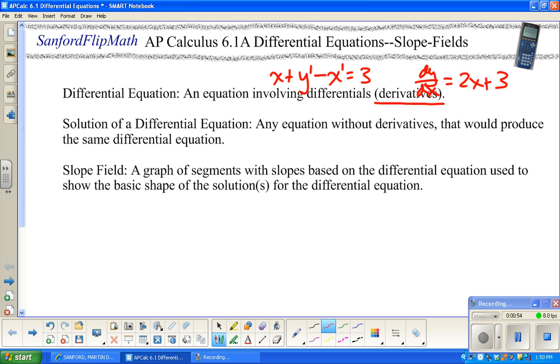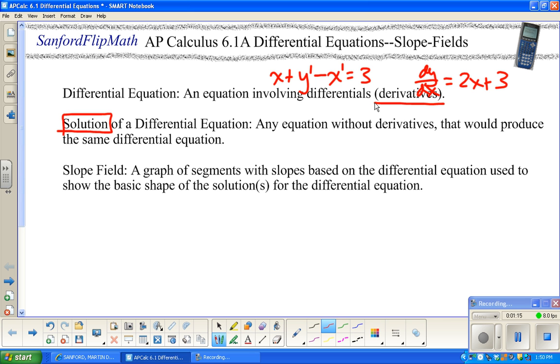The solution of a differential equation is any equation that doesn't have derivatives or differentials that would produce the same differential equation. Okay, so when we talk about solving differential equations, what we're trying to do is basically undo the derivative, which will involve antiderivatives and things like that oftentimes.